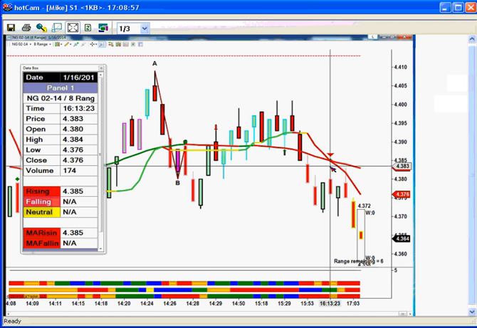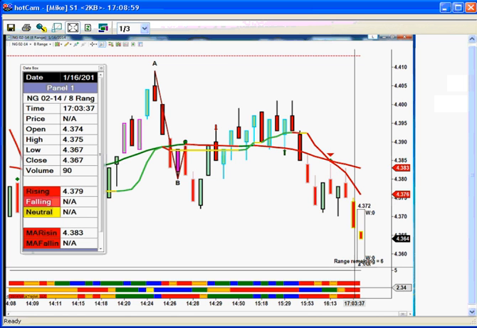Okay, Patrick, lines 1 and 3 represent what? Lines 1 and 3, volume and momentum. Number 2 is the oscillator. I don't pay much attention to the oscillator. Lines 1 and 3 are volume and momentum. You definitely want momentum with you, and you definitely want volume with you.